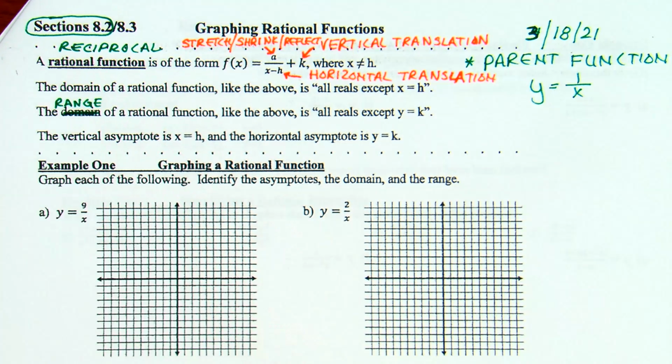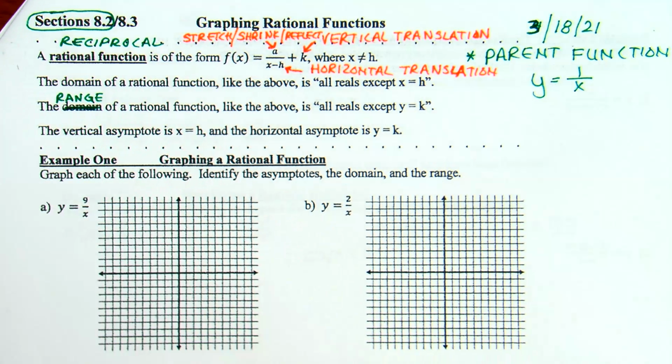And the range is similar. Range is as we're going up and down. Well, one of the pieces of the graph goes infinitely up. The other piece goes infinitely down. There's just one spot in the middle that we can't touch. And so it's all reals except Y equals K.